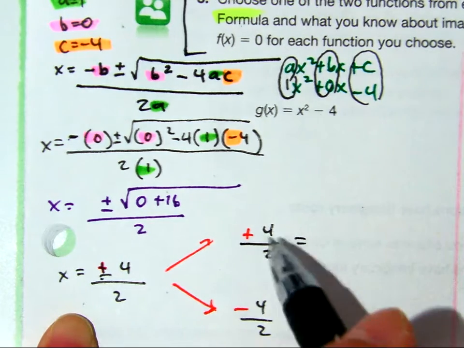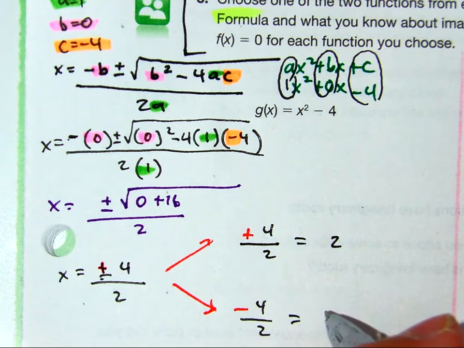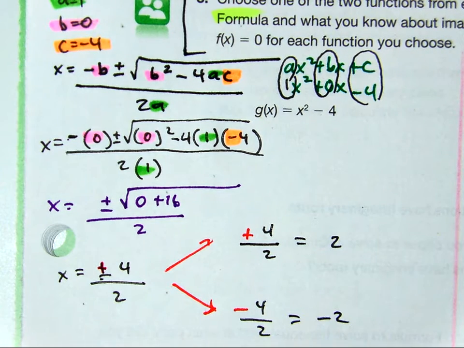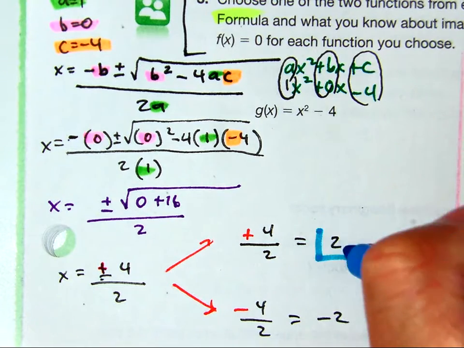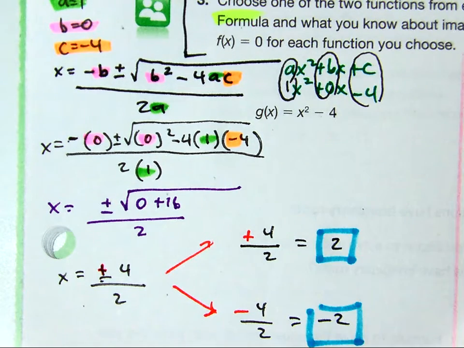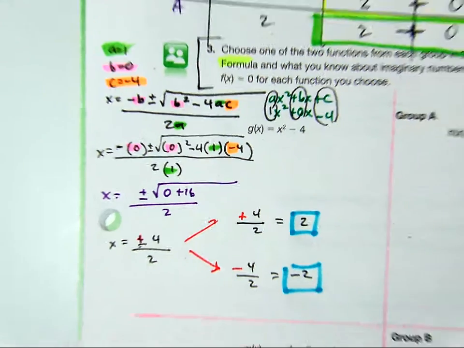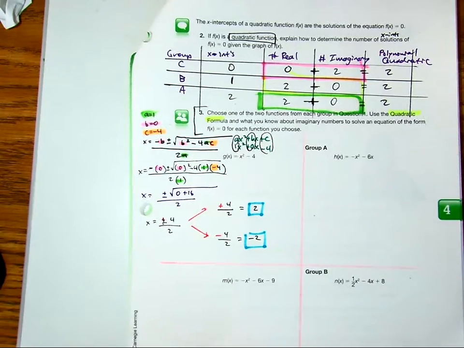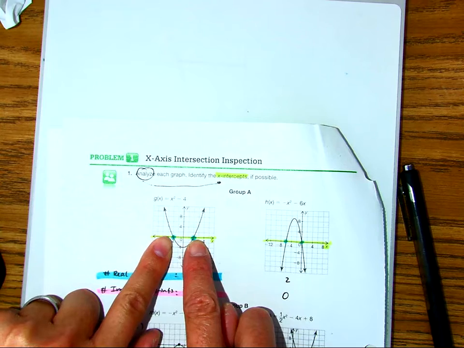Class, what's 4 divided by 2? And negative 4 divided by 2 is negative 2. 2 and negative 2 are our answers. What does that mean? If you look back at our graph, this is where it crosses the x-axis, 2 and negative 2.